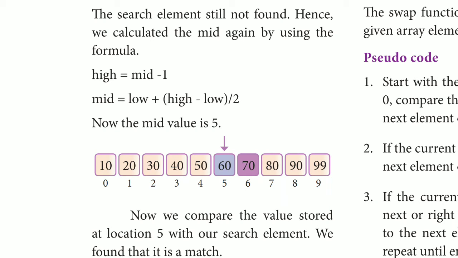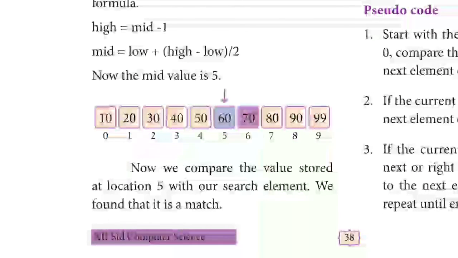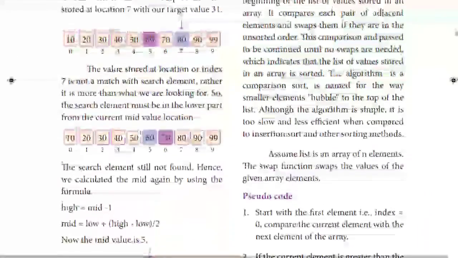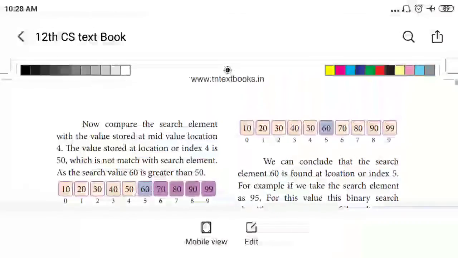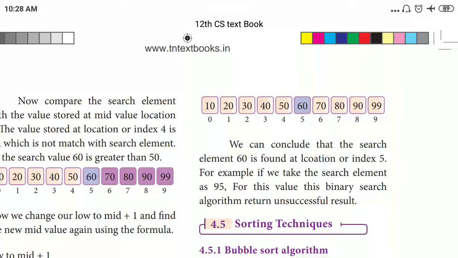Now the mid value is 5, and we compare the value stored at location 5 with our search value. We have found that it is matched. We can conclude that the search element 60 is found at the location or index 5.